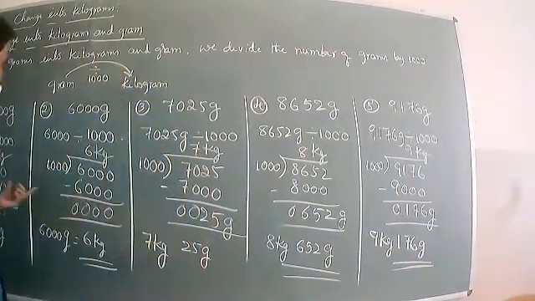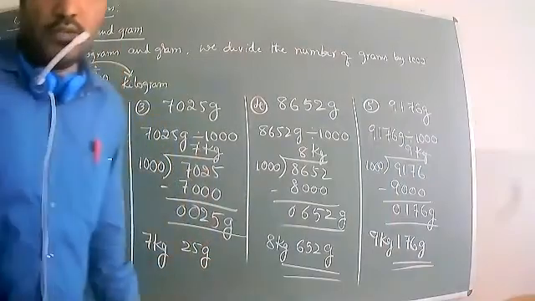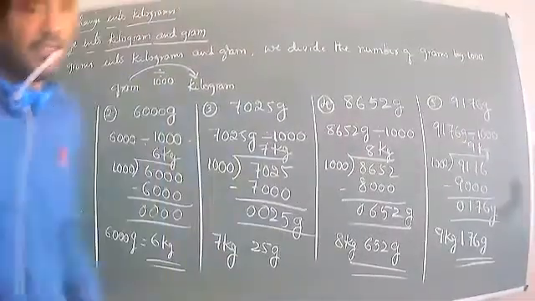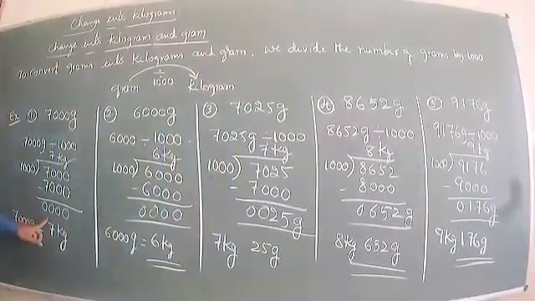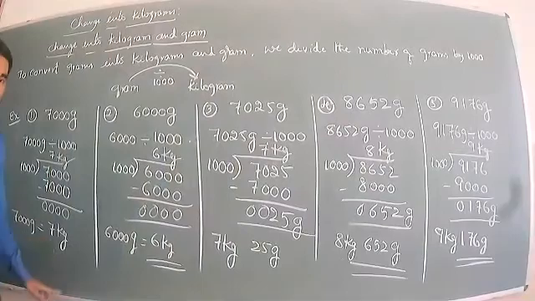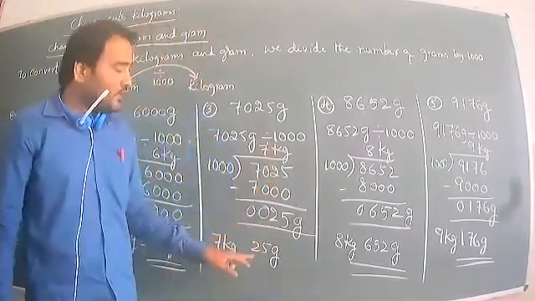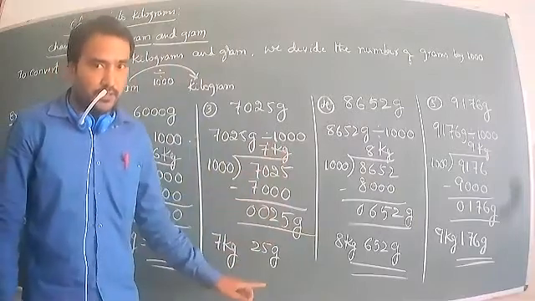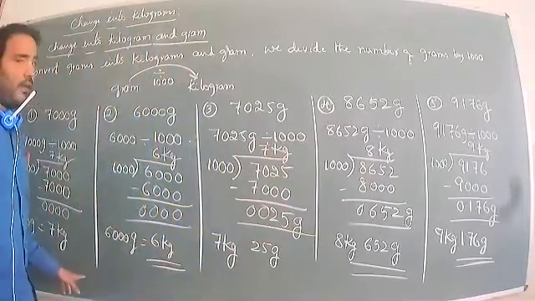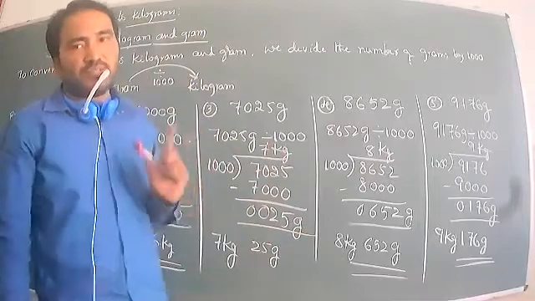Guruji, the last two questions have only kg. Why? Because they are completely divided, so no remainder remains. That's why it is only kg. Here the remainders are coming, so they have kg and grams. Only two questions are like that. The remaining three questions have grams and kg.